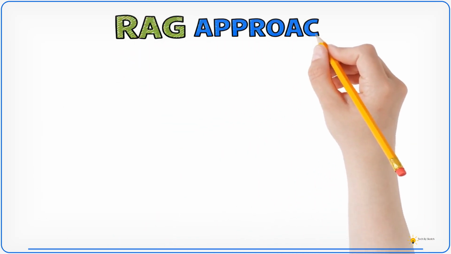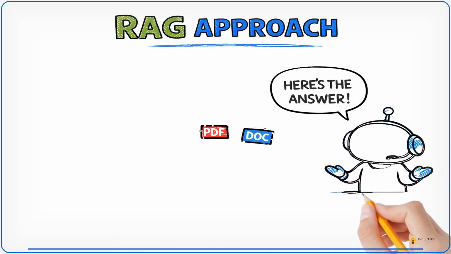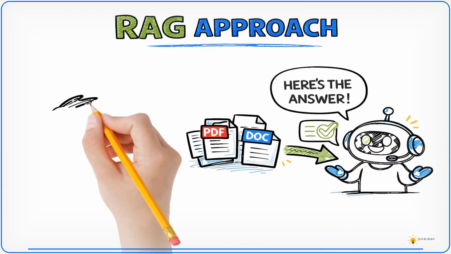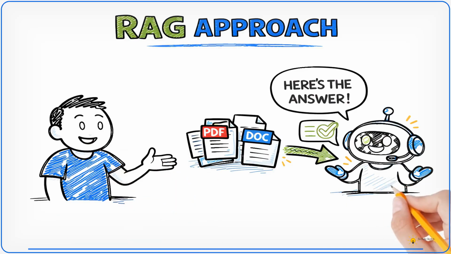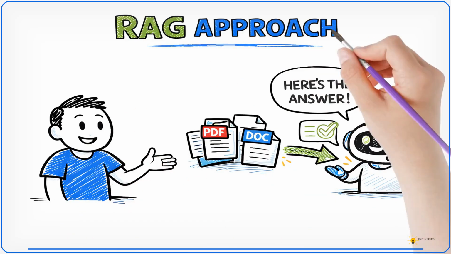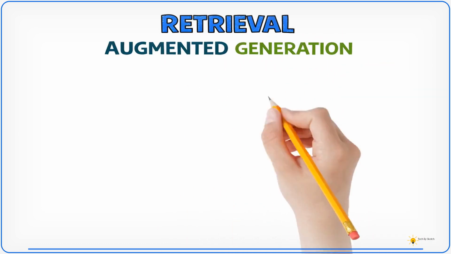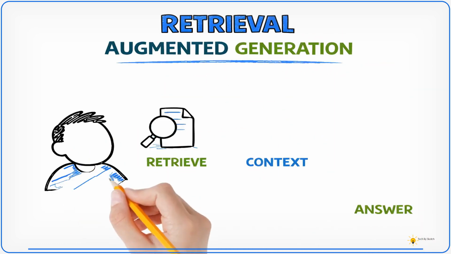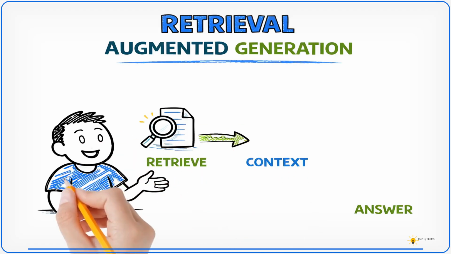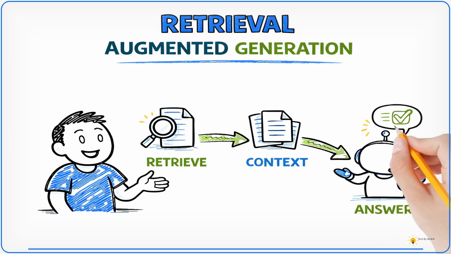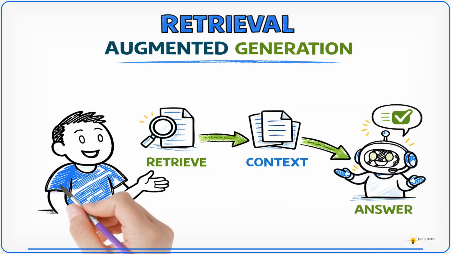This solution solves two problems using the RAG approach. Answers come from your data only, and the large language model gets access to your knowledge. RAG stands for Retrieval Augmented Generation. We retrieve relevant content first, then generate answers using that context.